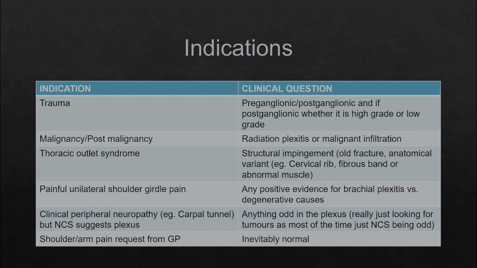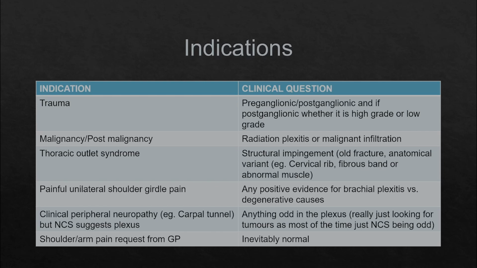The most common routine indications that we get referrals for are either painful unilateral shoulder girdle pain, and this is usually querying brachial plexitis, and query thoracic outlet syndrome, which, as you know, is a slightly controversial topic. And I will go through what I understand about the topic currently and the positive case that we have had in the trust on a later slide.